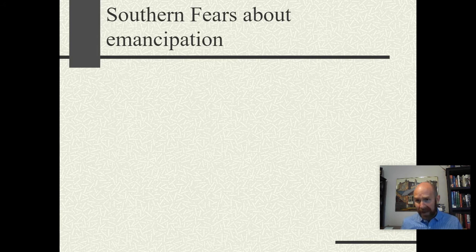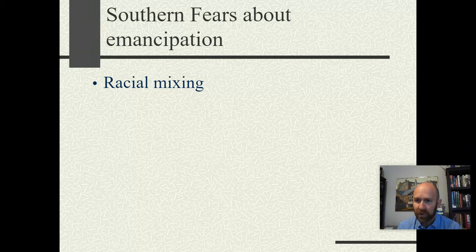So the South has some definite fears about emancipation. One, they're afraid of racial mixing. There's no doubt about it. The South really portrays African Americans, particularly African American men, as unable to control their sexual urges. And so you'll see in a lot of the propaganda, and even after the Civil War in movies like A Birth of a Nation, you're going to see this.